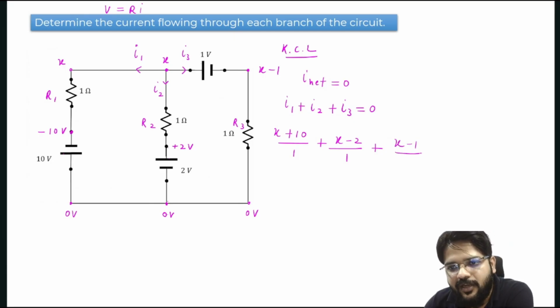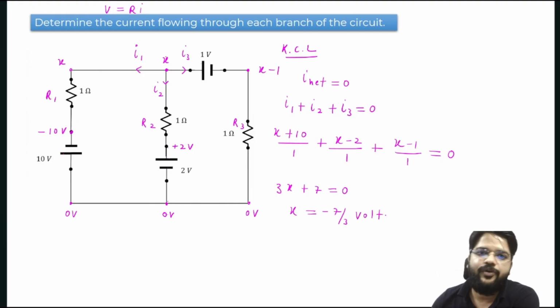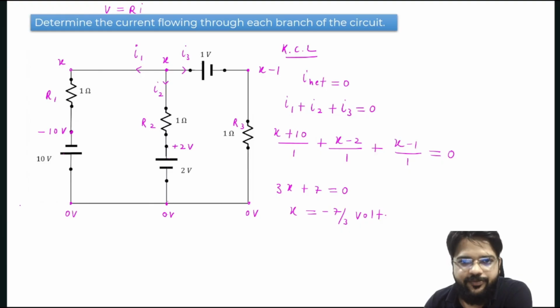So it is X minus 1, and the resistance is R3. R3 is 1, and it is equal to 0. Now simplify this. So if we simplify this, then what will we get? X plus 10, X minus 2, X minus 1. So it is 3X, correct? And here we will get plus 7 equal to 0. So now X equals what? It is minus 7 by 3 volt. So now we got the potential at this unknown node, correct? Unknown potential we got at this node.